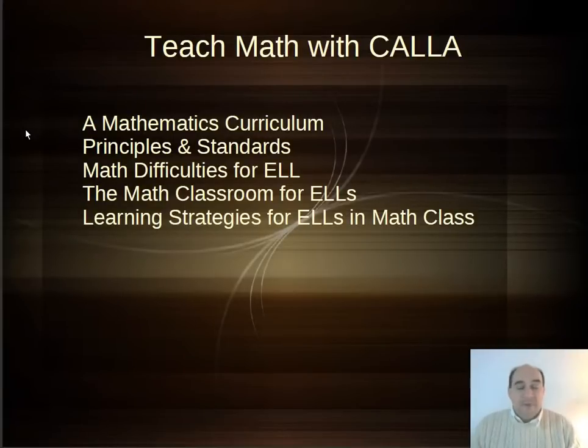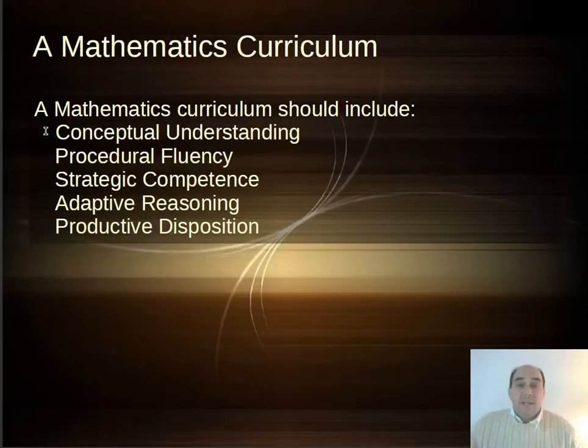Then I'm going to switch gears a little bit, and we're going to be talking about math difficulties that English language learners have. What issues are they going to have? Obviously, it's all going to be language arts related, but it's going to be specific to mathematics. And then we're going to talk about how we can take those two components and infuse them together when we're trying to have a mathematics classroom for English language learners. We'll also talk about language learning strategies for the English language learner in the math class.